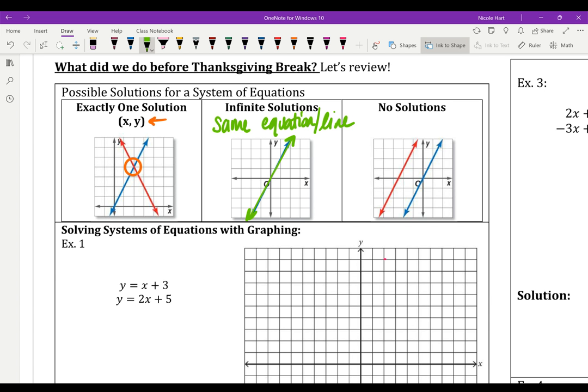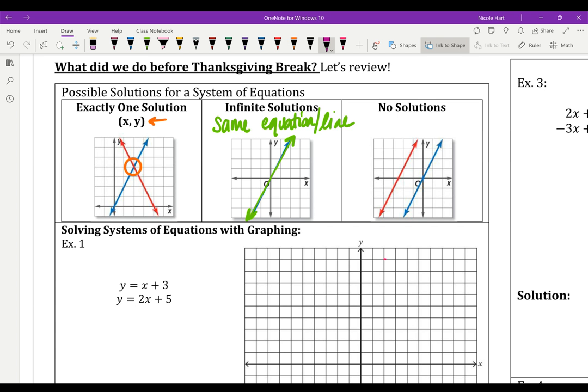And so you might have two equations that look different because they're in a different format. One might be in slope-intercept form, one might be in point-slope form, or one might be in standard form. They look different, but they are actually representing the same thing.